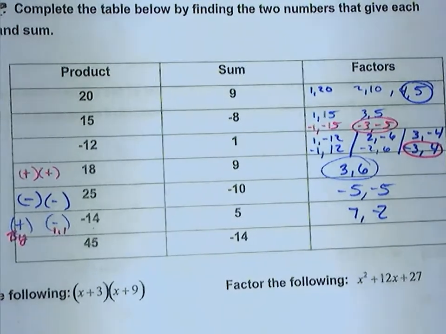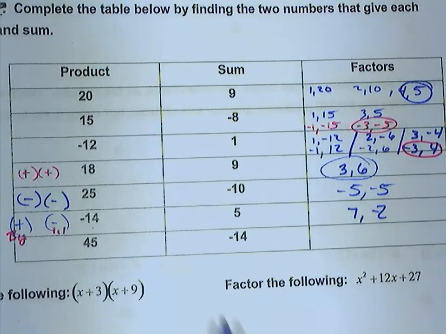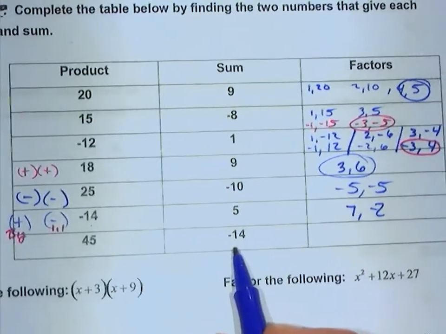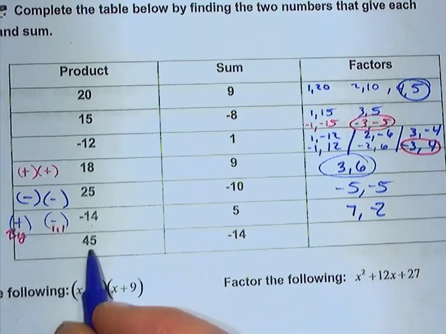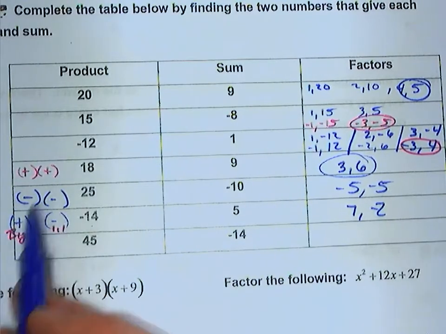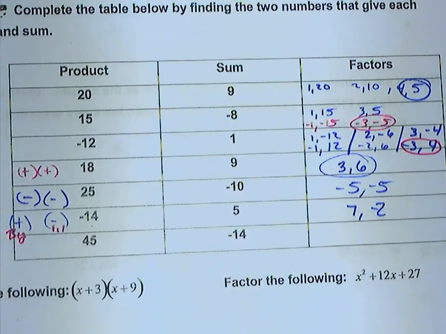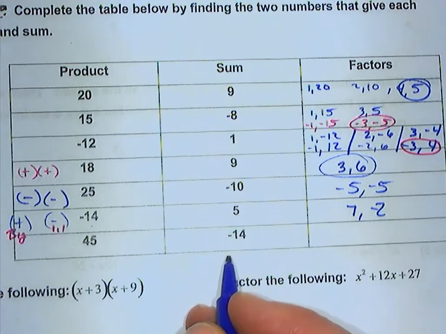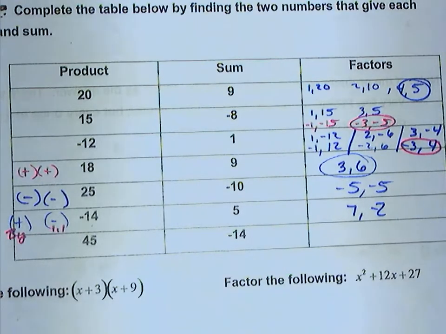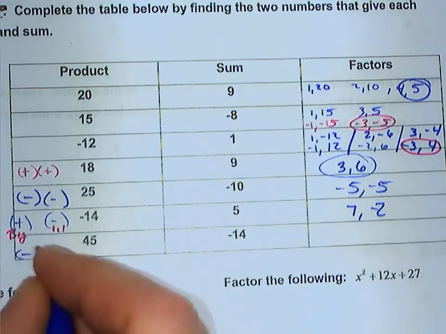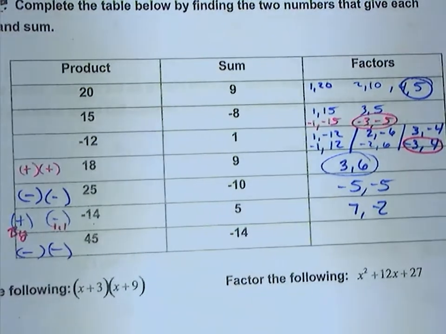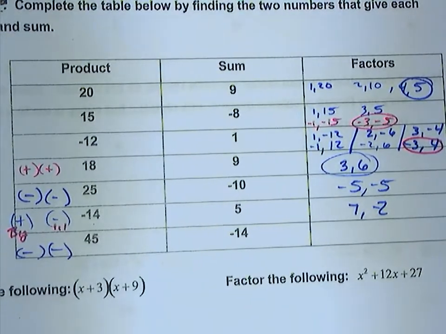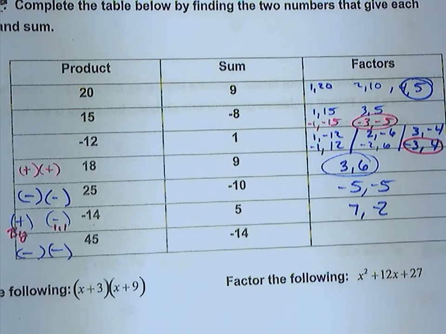All right, last but not least, I got factors of 45. They add up to negative 14. So now think about this. Factors of a positive are either both plus or both minus. Well, if it adds up to a negative, they have to be what? Yeah, they got to be those minus numbers, those negatives. Negative times a negative will give you that positive, but add them together, a negative and then more negative is even more negative, keeps it negative.